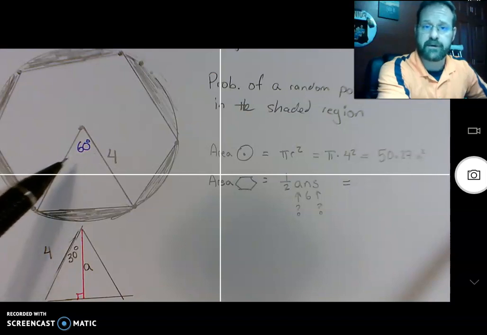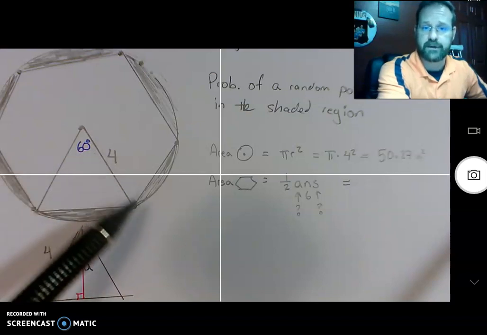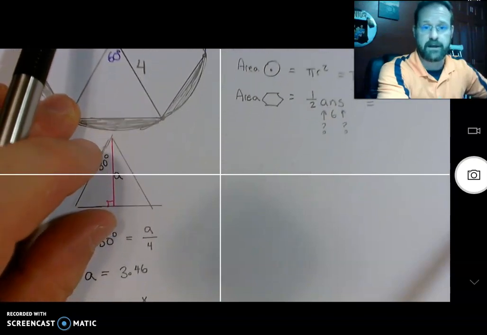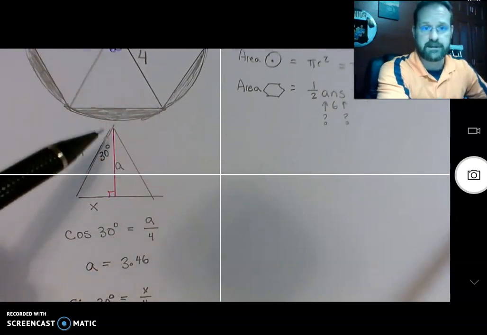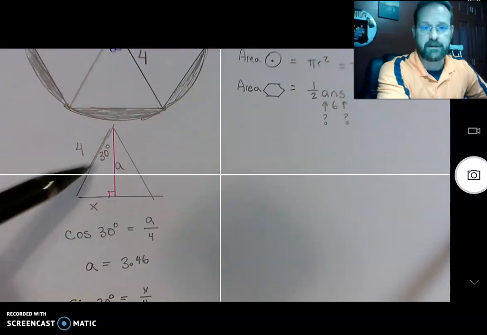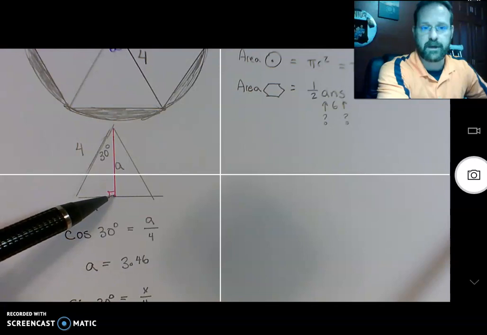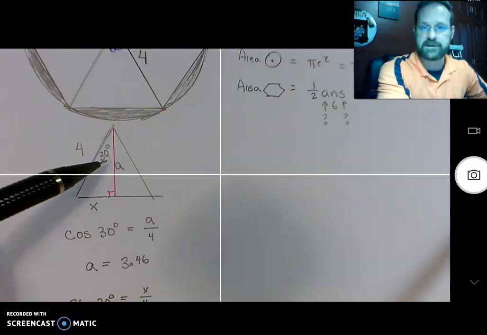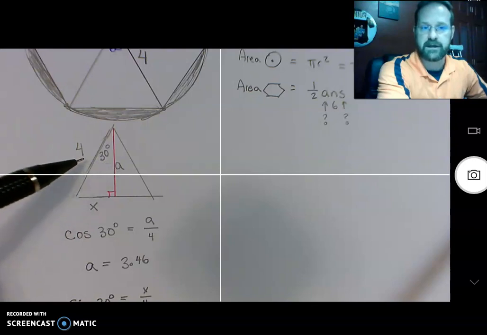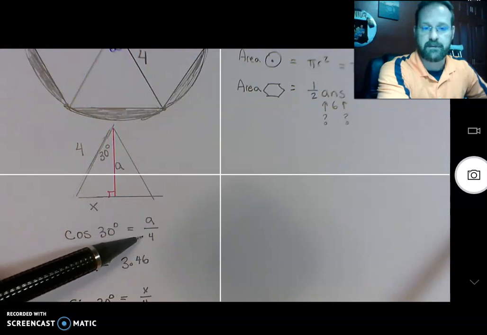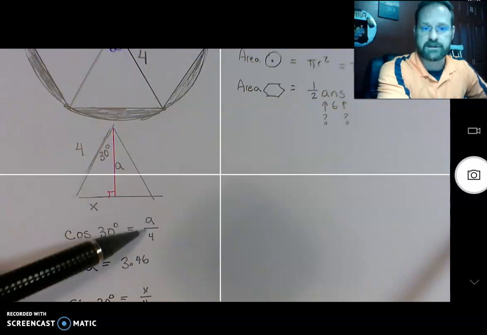Now, if you're really clever, you could realize that this central triangle here is an equilateral triangle, and that would save you a lot of work. I'm going to go ahead and show the work if you hadn't known that. So I'm going to take this image and replicate it down here. I've got this triangle. I draw my apothem, and then I have x here, set up in reference to this angle. This is the adjacent side. This is the hypotenuse. So cosine of 30 is apothem divided by 4, or the adjacent side divided by 4.